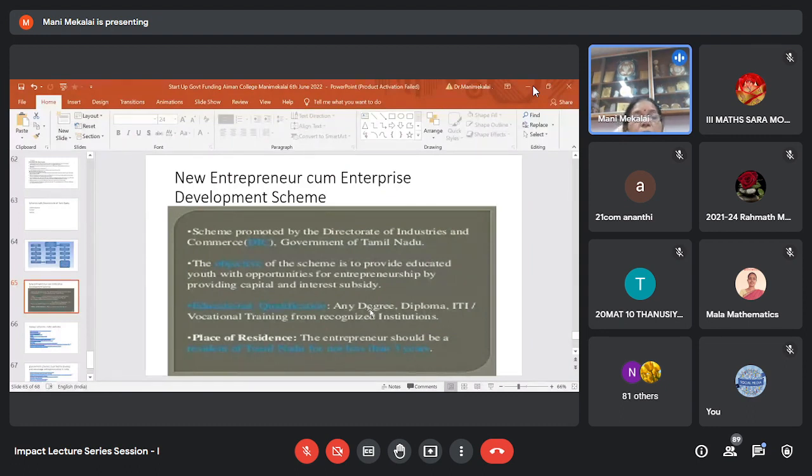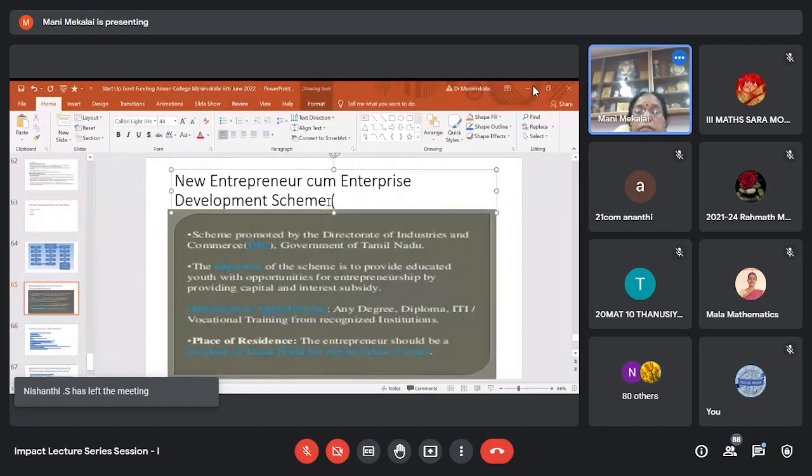Another program is called the New Entrepreneur cum Enterprise Development Scheme, called NEEDS. Here you can go up to 5 crore. It is not 50 lakhs or 1 crore. You can borrow up to 5 crore, and it can be either a partnership concern or individuals. But there is an age limit, and there is also an educational qualification. You have to have a degree, diploma, or ITI vocational training. That is a very significant move here.